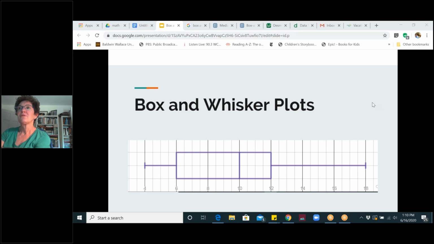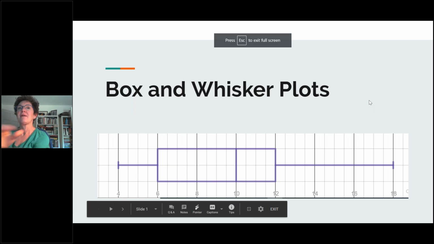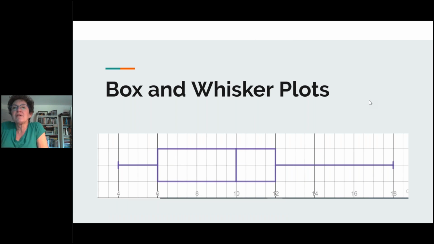But once you understand how to read them and how to make them, they're actually very simple. They require very little in the way of math. If you can find an average of two numbers, you can make a box and whisker plot.